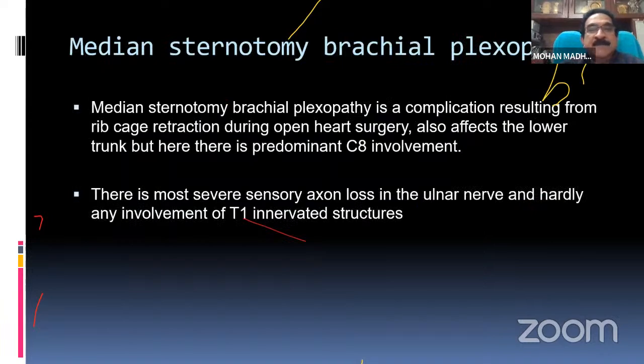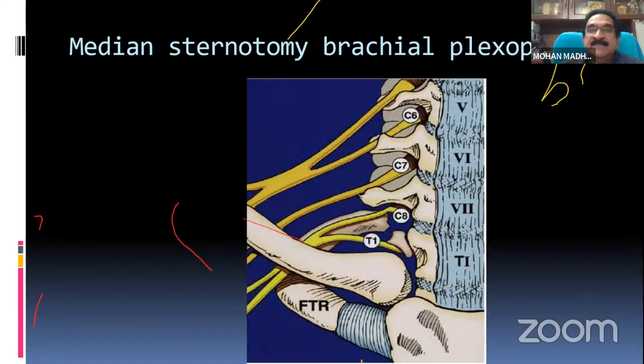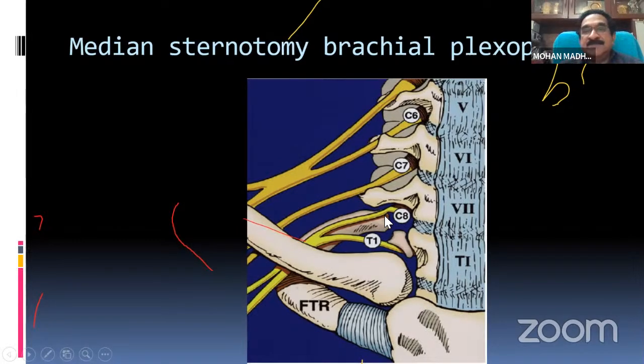They read about this point: brachial plexus injury is a complication resulting from rib cage retraction during open heart surgery. It also affects the lower trunk, but there is a predominant C8 involvement. There is more severe sensory axon loss in the ulnar nerve, with hardly any involvement of the T1 innervated structures. This is from the literature. Severe axon loss in the ulnar nerve distribution, hardly any involvement of the T1 innervated. This is the explanation of what is happening during median sternotomy brachial plexus injury.